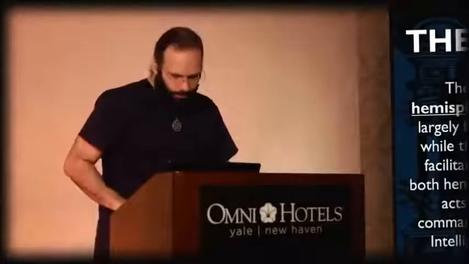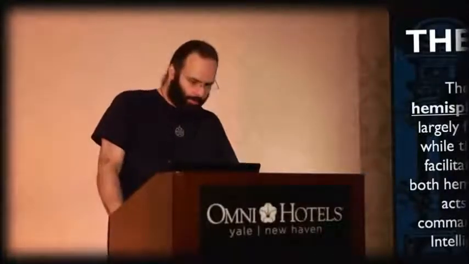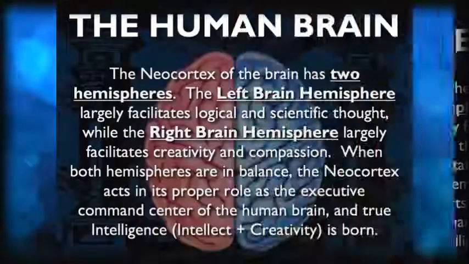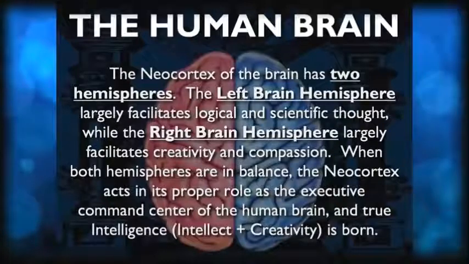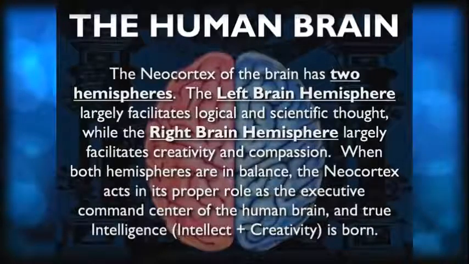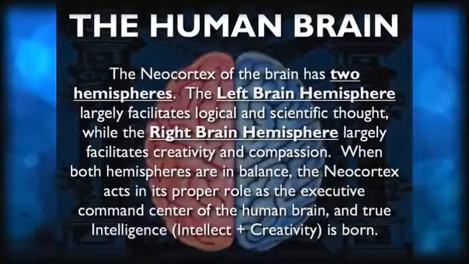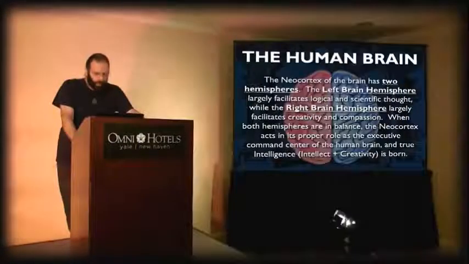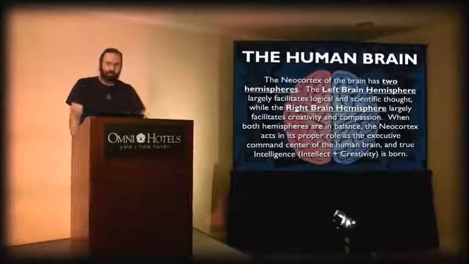So, the neocortex of the brain has two hemispheres. The left brain largely facilitates logic and scientific thought, while the right brain hemisphere largely facilitates creativity and compassion. When both hemispheres are in balance, the neocortex acts in its proper role as the executive command center of the whole human brain. And that's when true intelligence is born.